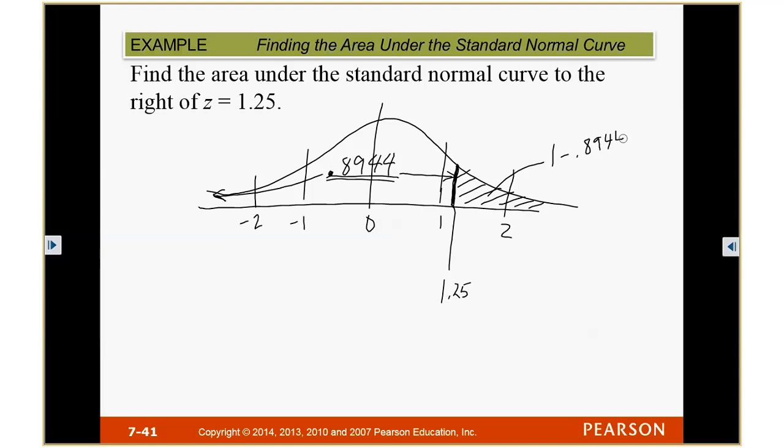So this area is 1 minus 0.8944. And this is where you people that don't know how to make change have no idea what we're doing. You know, that's almost 90 cents. So the remainder is going to be around 11 cents, right? For those people who can make change without using the calculator. So it's going to be point what? 0.1056. 1056.